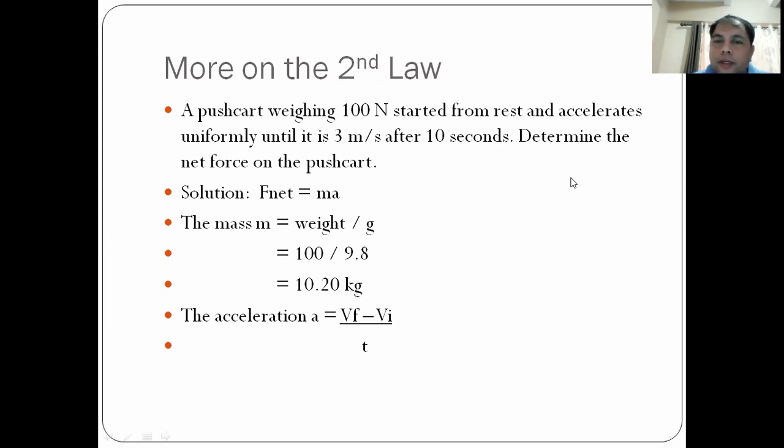Again, basing on the second law, F net equals M times A. We can calculate the value of M if we have the weight of the cart, equal to 100 newtons. To solve for the mass, we divide the weight by the acceleration due to gravity. So 100 newtons divided by 9.8 gives us a mass of the cart equal to 10.20 kilograms. Knowing the mass and the acceleration, we can then get the net force.